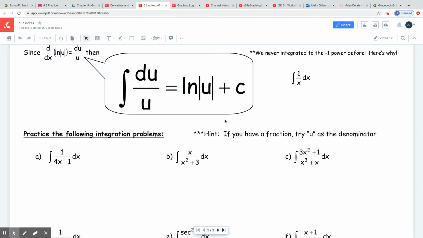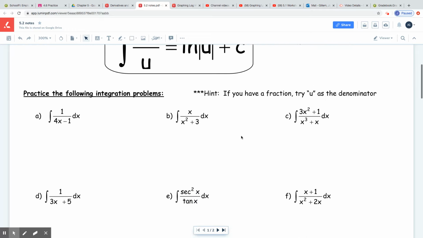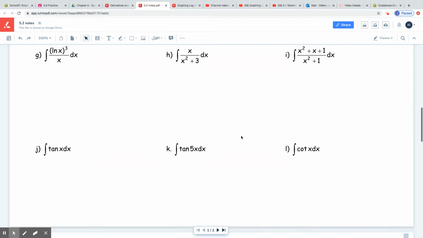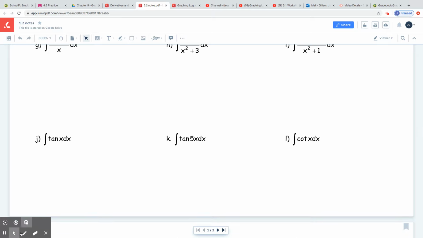Obviously, if something is raised to a power, you're going to pick u to make that. If we have a fraction, we can try u as the denominator. We did all these examples the other day, and we ended at doing tangent. If you remember, we did tangent as sine over cosine. We made u cosine, and we got some natural log thing. We got du over u. But you don't have to worry about doing it that way anymore.